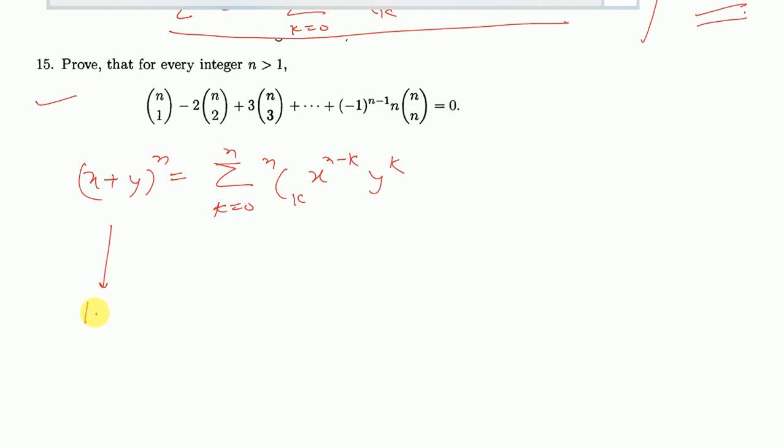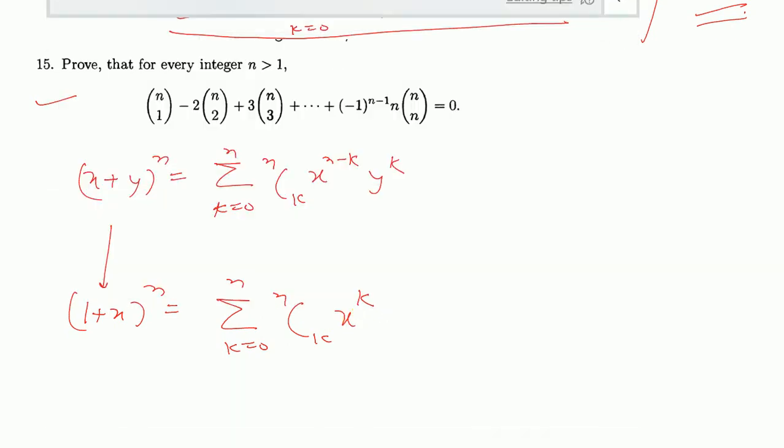Which one? (1 plus x) raised to the power n equals the summation running from k equal to 0 to n of nCk, x raised to the power k. Do you remember or not? How did we get this identity from this?